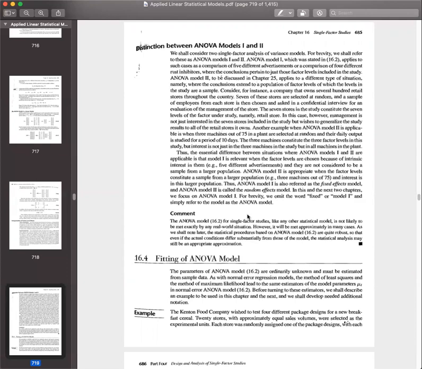ANOVA Model 2 is appropriate when the factor levels constitute a sample from a larger population and interest is in this larger population. Thus, ANOVA Model 1 is also referred to as the fixed effects model, and ANOVA Model 2 is called the random effects model. In this and the next 2 chapters, we focus on ANOVA Model 1. For brevity, we omit the word fixed or Model 1 and simply refer to the model as the ANOVA model.